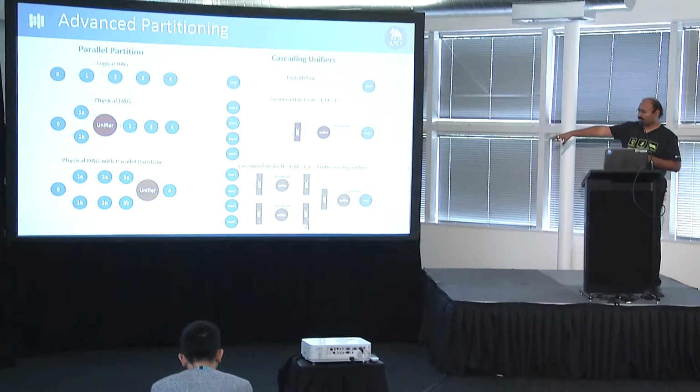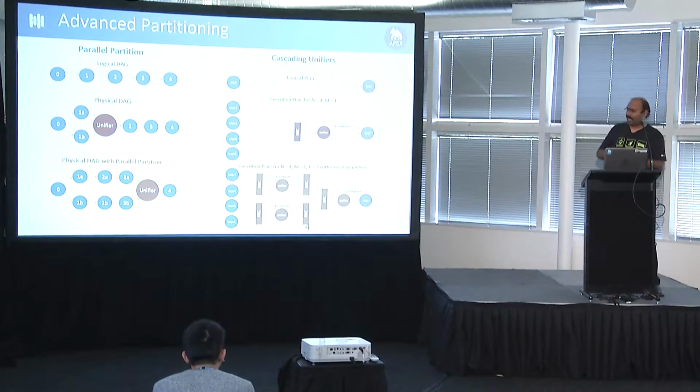So that's what this picture is showing. In this case, we said a unifier can only handle 2 partitions, so the platform automatically inserted 2 stages of unifiers. In the first stage, you have 2 unifiers, each reading from 2 partitions. In the next stage, you have 1 unifier that's taking the result from the 2 unifiers. Now, if this were 8, this would become 3 stages, right? So that's automatically inserted.